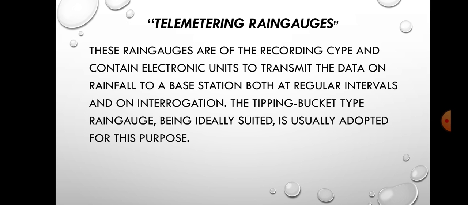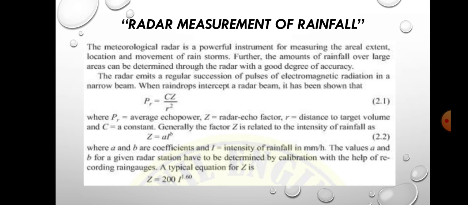Telemetering rain gauges. These rain gauges are of the recording type and contain electronic units to transmit the data on rainfall to a base, both at regular intervals and on interrogation. The tipping bucket type rain gauge, being ideally suited, is usually adapted for this purpose. If it's not clear to you, guys, just take a screenshot, since it's hard to see clearly. Then, radar measurement of rainfall.